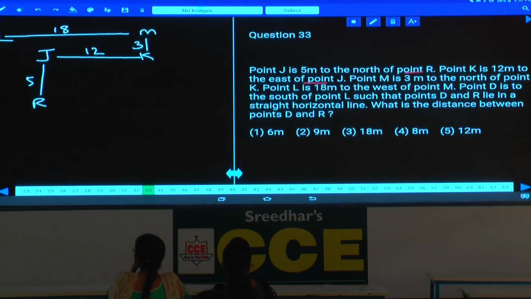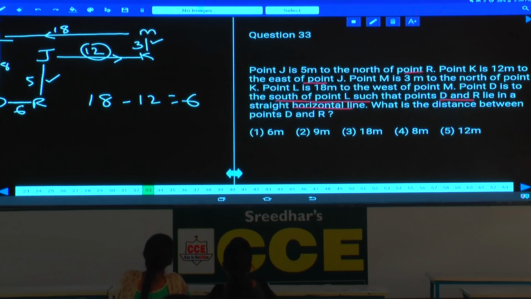L is 18 meters to the west of M, out of which this is already 12. Now what is left over here? 6 more will be left over. And point D is to the south of L such that D and R lie in a straight horizontal line. Now this D and R are on a horizontal straight line. If D and R are on a horizontal straight line, then what is the distance here? This is 3 plus 5, it must be 8. Out of this, 12 is towards east, 18 towards west. Horizontal distance only, so it's 18 minus 12. Now the distance between D and R is 6 meters, that is choice 1. Done with this, question number 33.